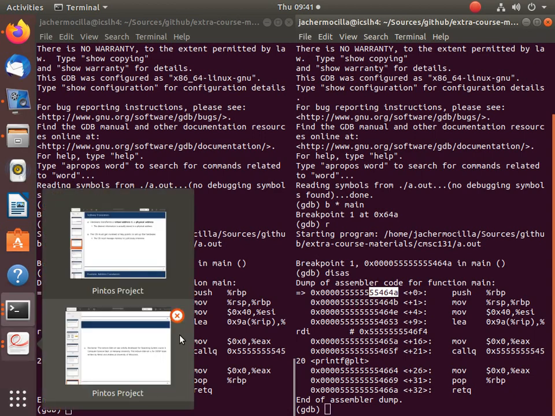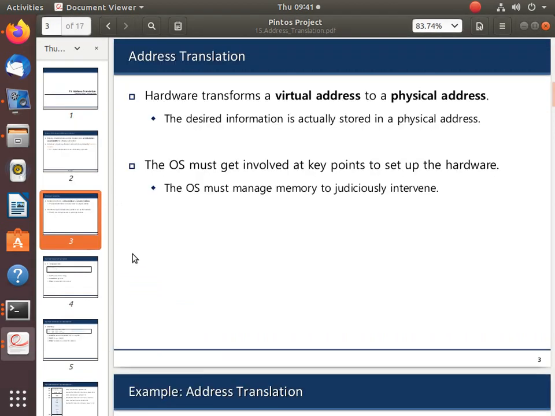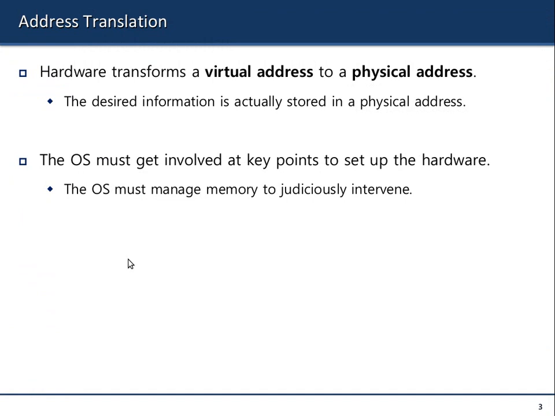So, that is important. And kung ganyan yan, syempre, sa actual na memory, hindi naman sila pwede magkapatong, di ba? Hindi sila pwede magkapatong. So, kailangan merong translation na nangyayari diyan. And that translation is done by hardware, right? So, yung nakikita natin sa GDB, those are called virtual addresses, okay? And the OS must get involved at key points to set up the hardware. Kailangan ng hardware support para ma-implement yung virtualization na yun. Okay? And during the execution or the creation of processes, the operating system will do certain stuff to be able to achieve the translation. Okay?